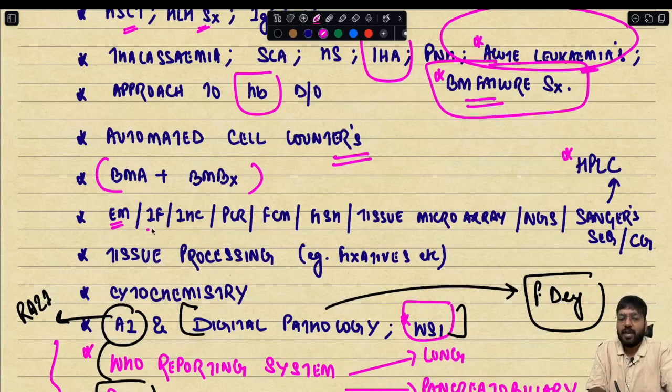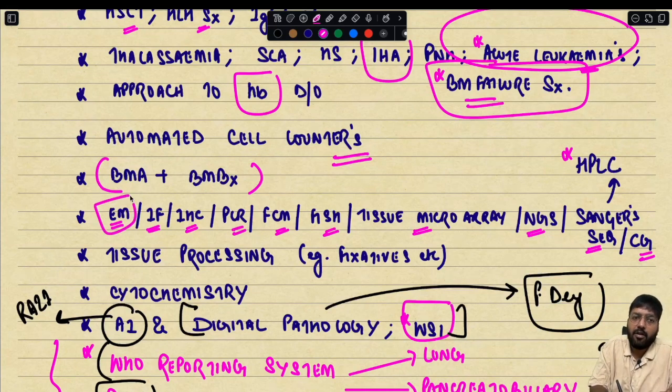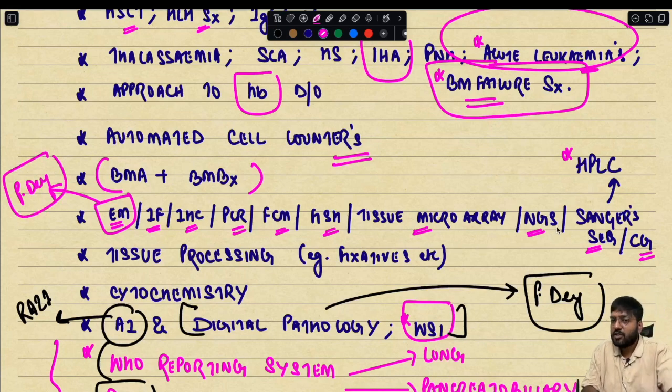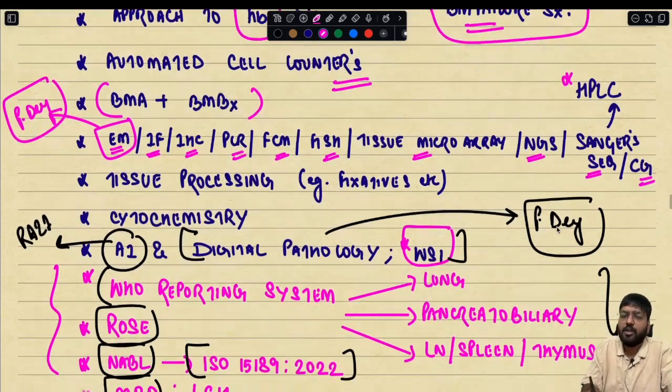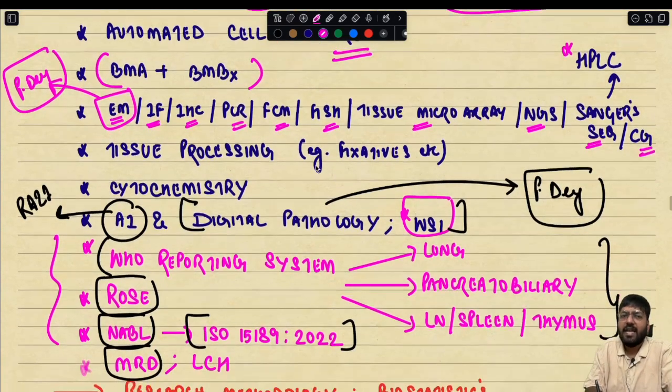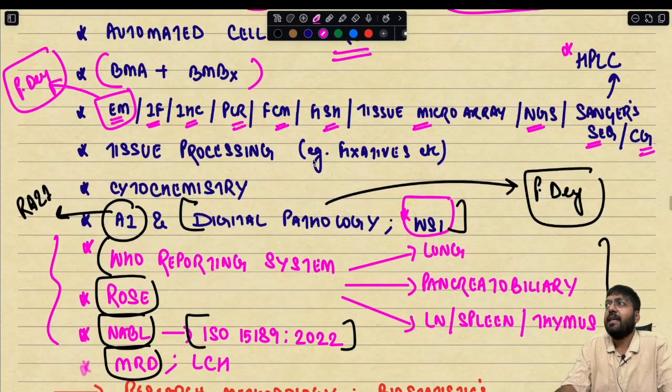Electron microscopy, immunofluorescence, IHC, PCR, flow cytometry, FISH, tissue microarray, next generation sequence or Sanger sequencing or cytogenetics. All of these are covered in the application except electron microscopy. For that you have to read from Pranab. Okay, just read from Pranab, whereas rest of them they are covered in the application. Then the tissue processing part again is covered. Example, the fixatives, the staining, okay, the frozen section, everything is covered in the application.